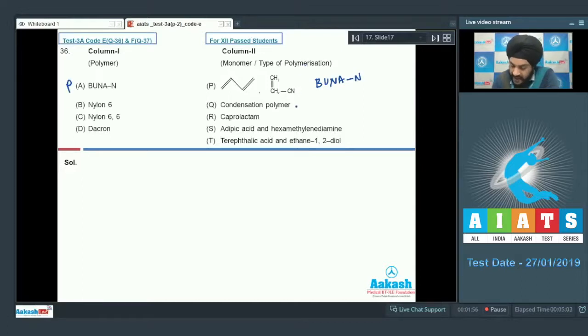If we talk about condensation polymer, the condensation polymers out of these given are nylon 6, nylon 6,6 and dacron. So we can have Q match with B, C and D. If we talk about caprolactam, caprolactam is a cyclic structure. When it is allowed to undergo polymerization, it gives us nylon 6. So B will be matched with R as well.